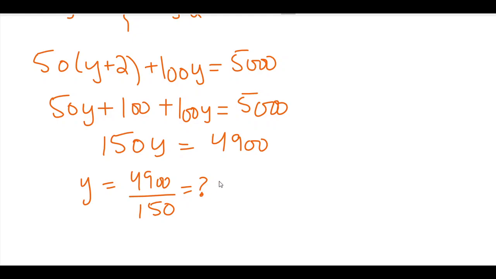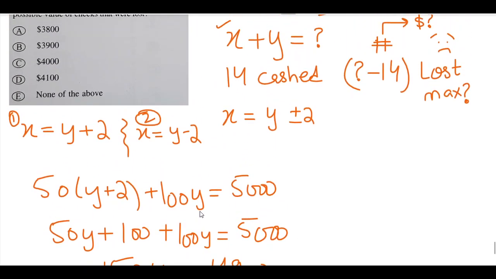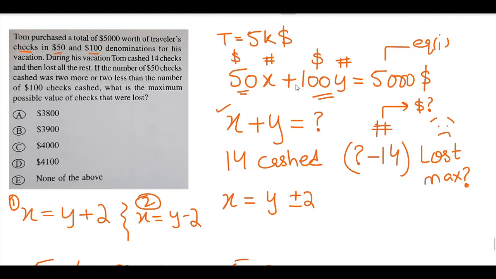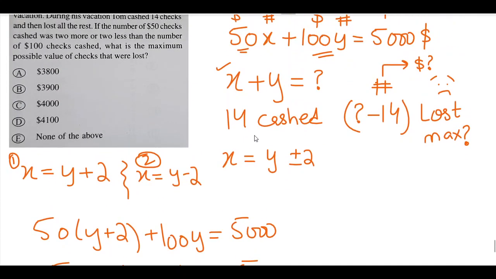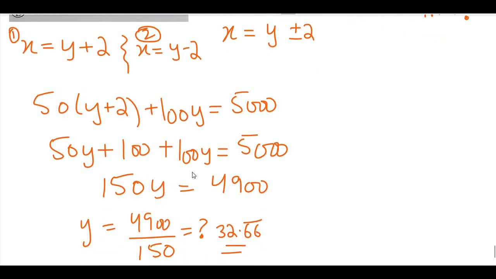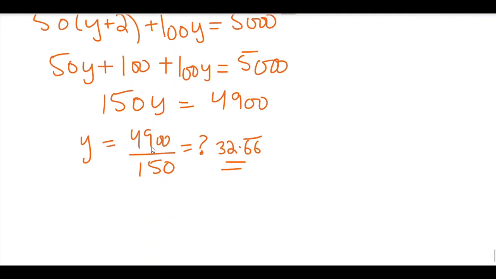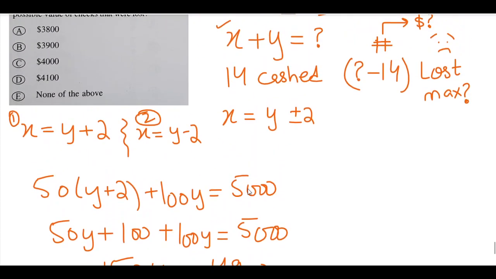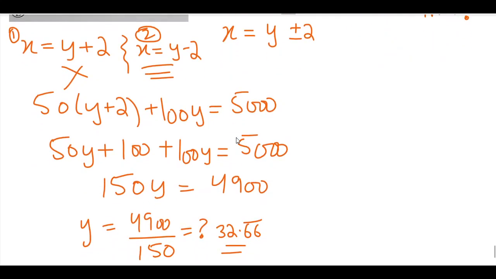Uh-oh. Did I make a mistake there? Because the number of checks cannot be a fraction. Let me see, am I using the equation right? 50X plus 100Y equals 5,000. Yeah, my first case: 50Y plus 100, then 100Y, and 50Y plus 100Y gives 150Y. Subtract 100 from 5,000 and I get 4,900. So probably this case is not even valid, and this other case is the only one that is going to be valid. Okay, no worries.